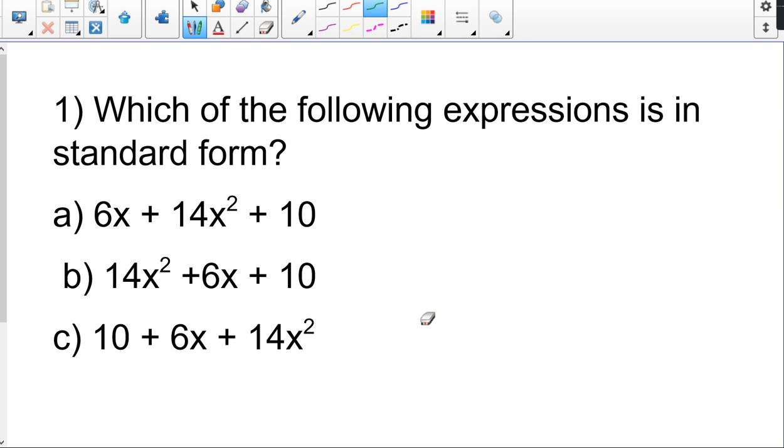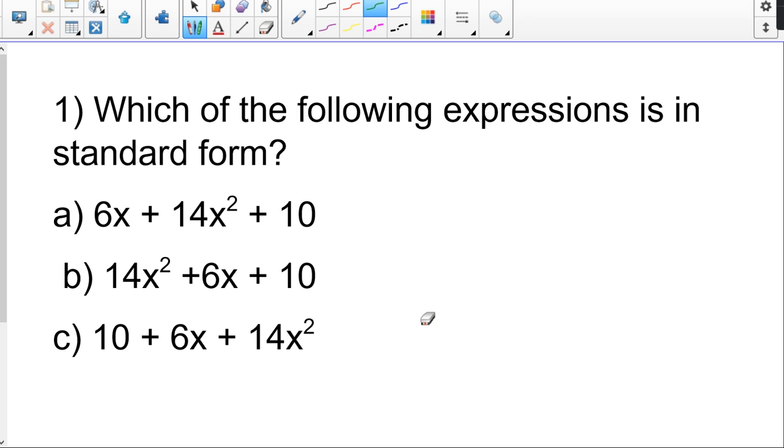In this video, I'll show you two problems about polynomials and standard form. 1. Which of the following expressions is in standard form? A. 6x plus 14x squared plus 10. B. 14x squared plus 6x plus 10. C. 10 plus 6x plus 14x squared.